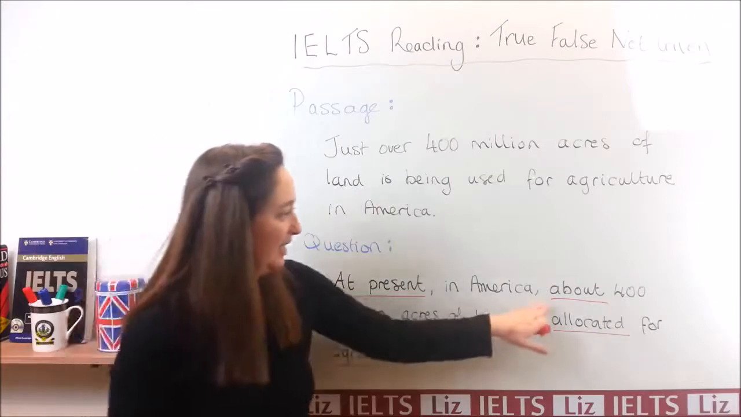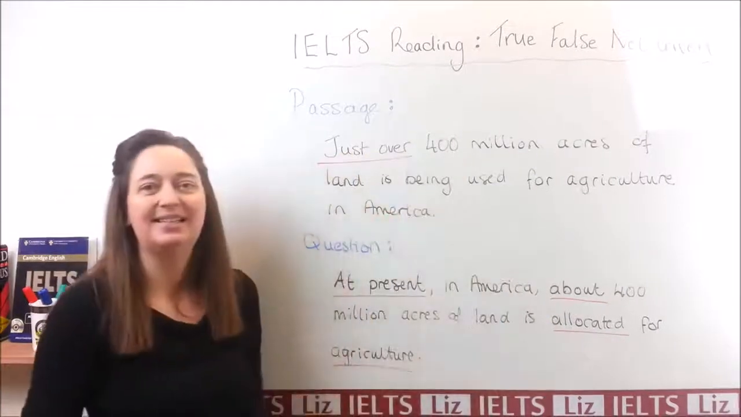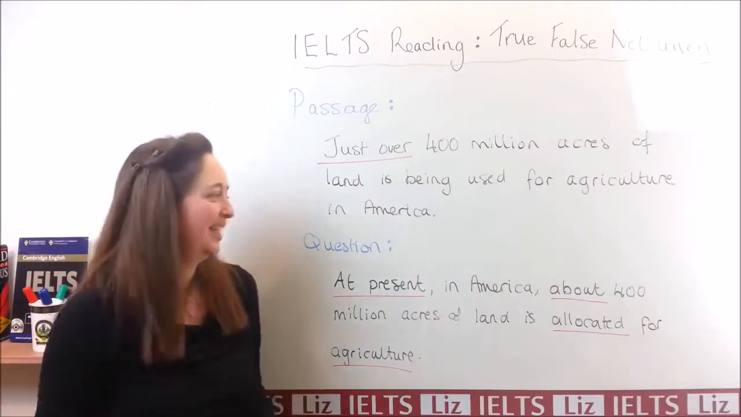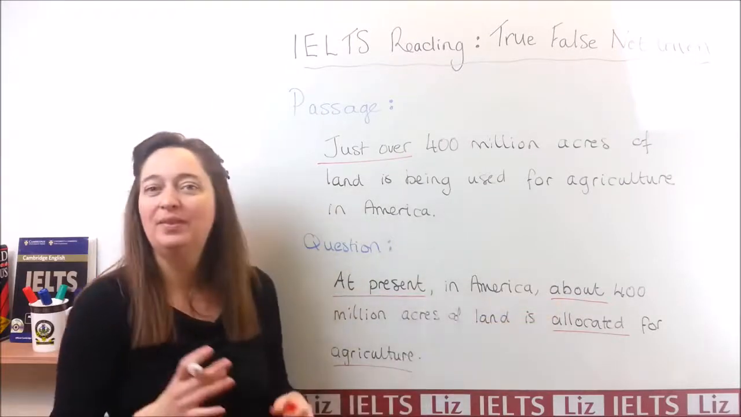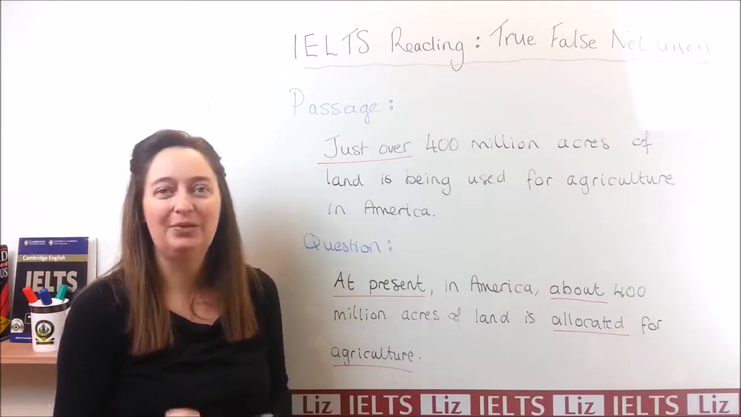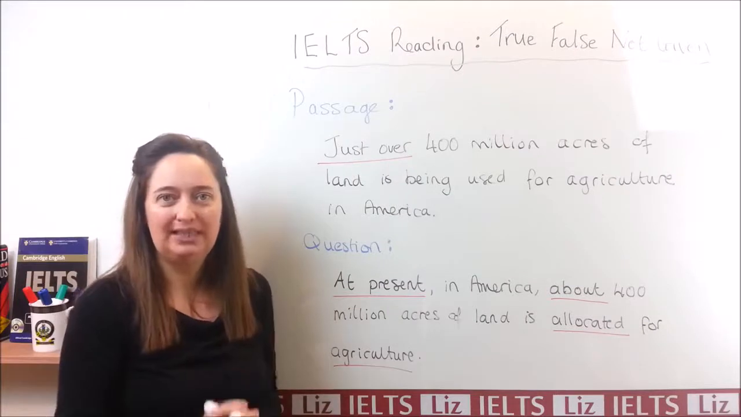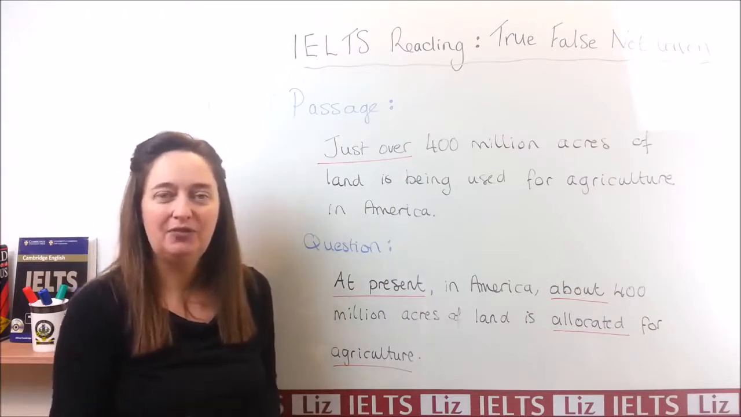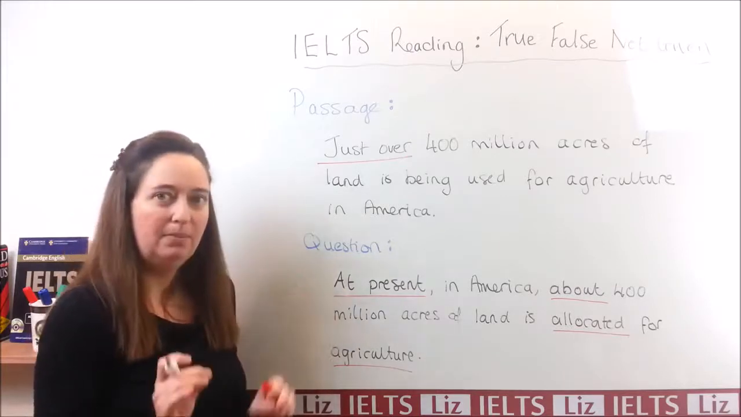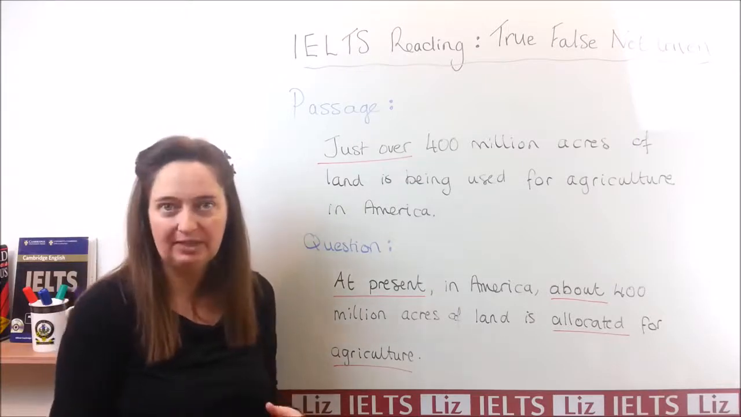Now let's look at the next one, which is about. In the passage, they say just over. And in the statement, they say about. Now, before you tell me that it's not exactly the same, we need to think about the meaning of true and the meaning of false. The meaning of true is that it matches. The meaning of false, remember, doesn't mean that it doesn't match. It means it's the opposite information, contrary.